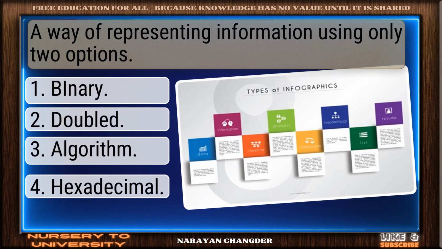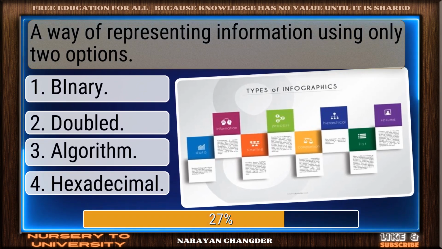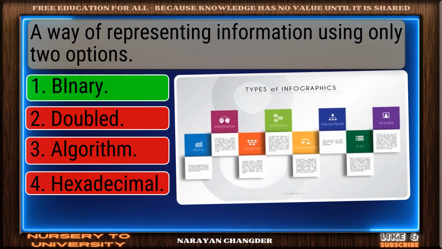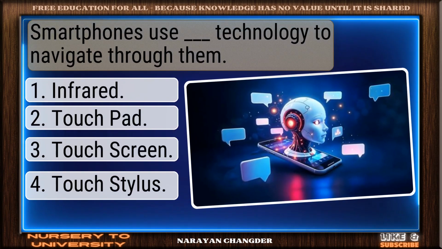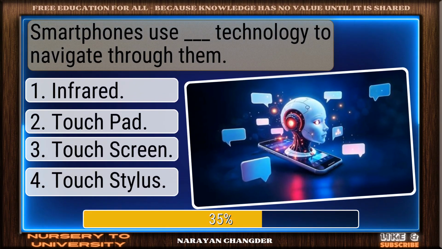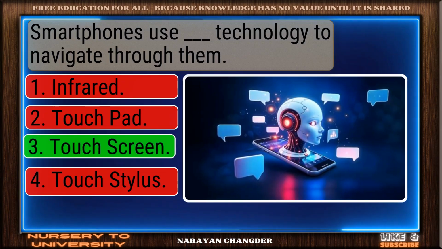A way of representing information using only 2 options. Right choice. Binary is best. Smartphones use dash technology to navigate through them. Strong choice. Touch screen is right.